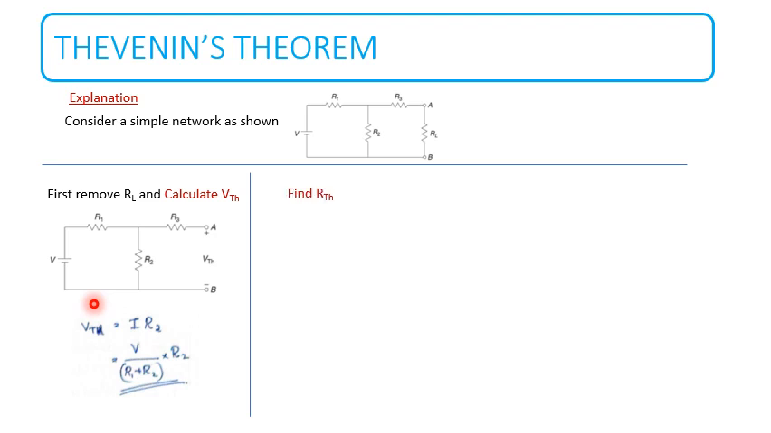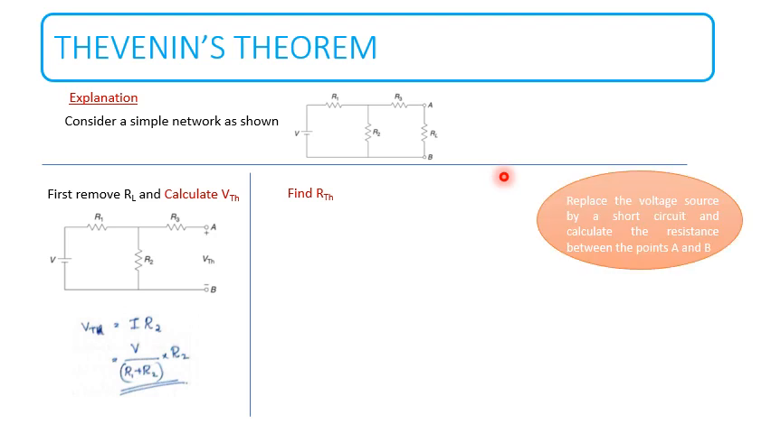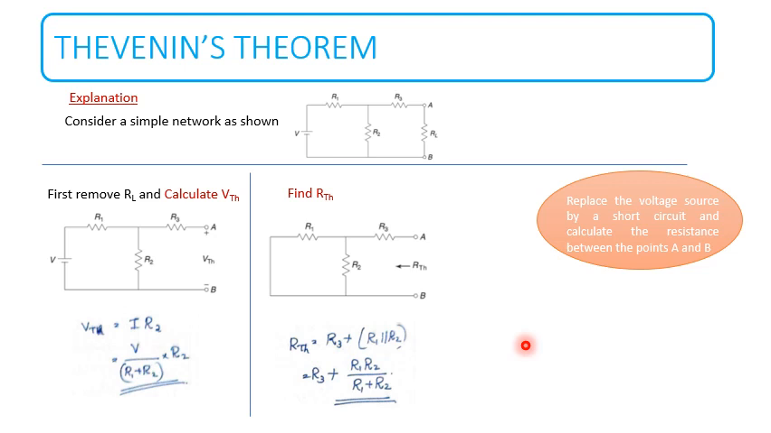The next step is to find RTH. In order to find RTH, remove the load resistor and replace all the sources with their equivalent circuit. So the diagram will come like this. Now we have to find the effective resistance between terminals A and B, which will be the Thevenin resistance. Here R1 and R2 are in parallel, then in series with R3. So the effective resistance will be equal to R3 in series with R1 parallel R2. So we will get the effective resistance like this.